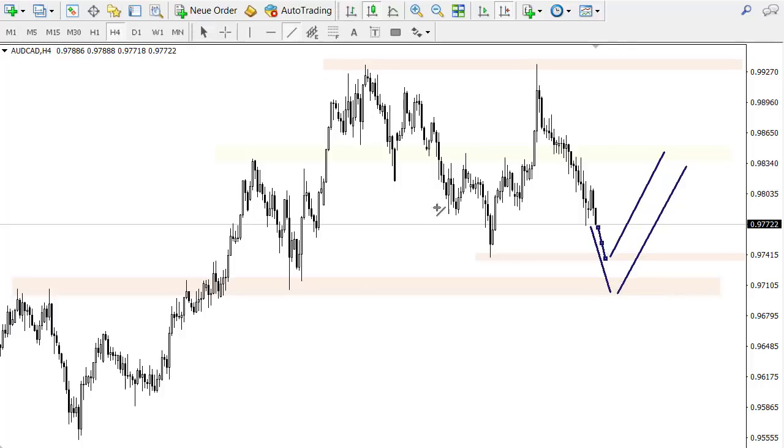Or another setup scenario would be we wait for a break, then we wait, do we see a correction wave into the level, and if this retest holds or the pullback, then we can enter a short trade.